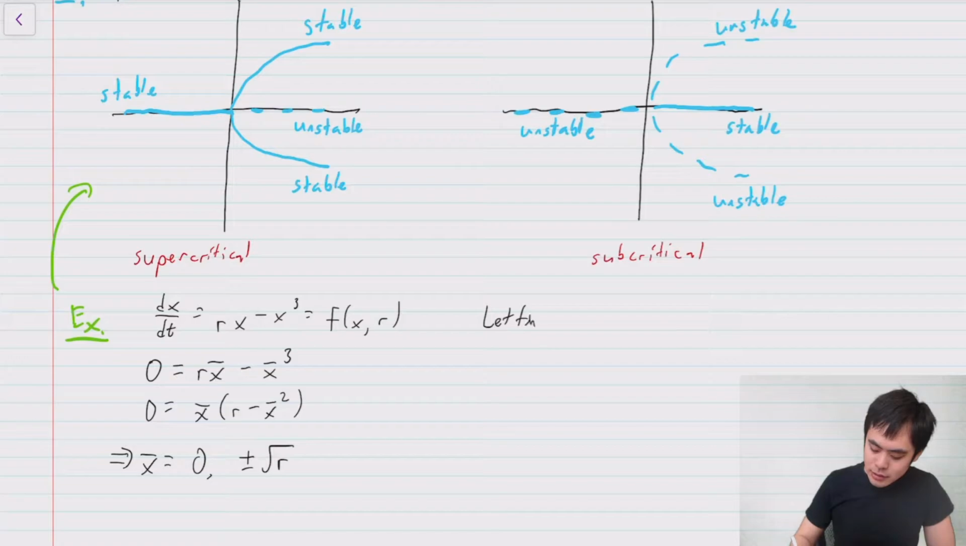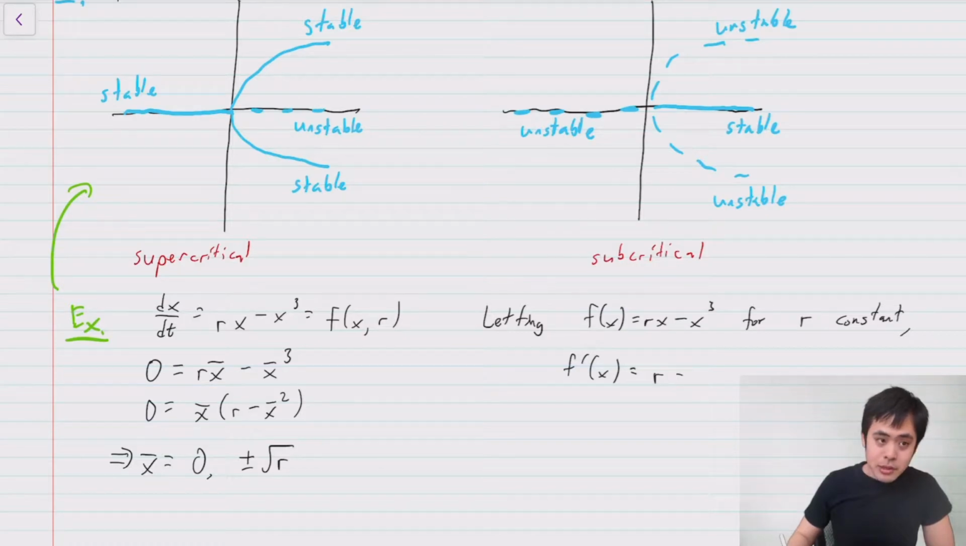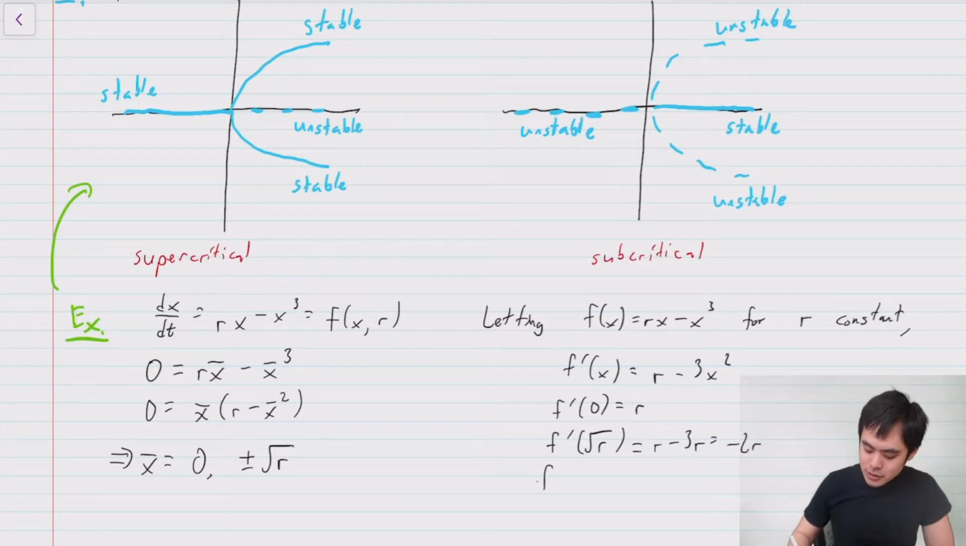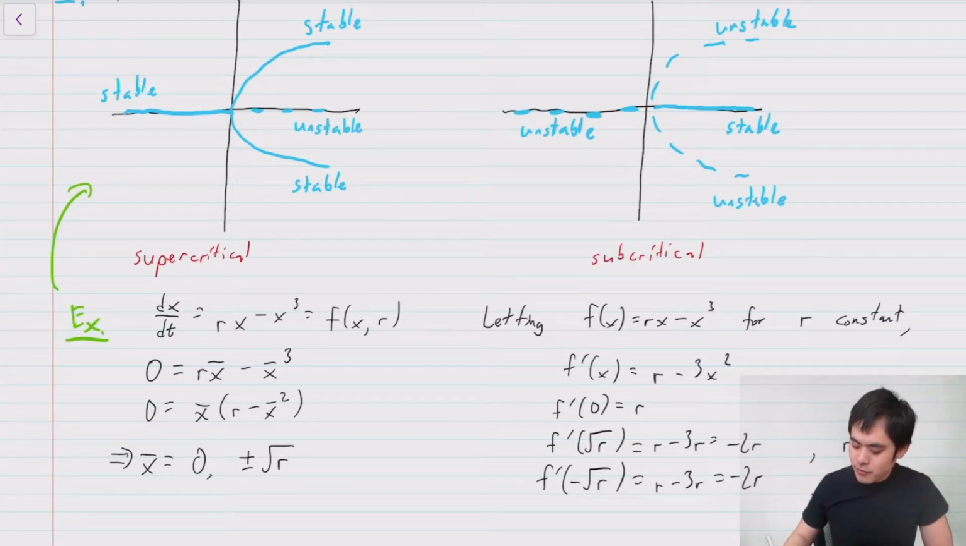So then letting f of x be equal to rx minus x cubed for r constant, we get f prime of x equal to r minus 3x squared, and therefore f prime of 0 is equal to r. f prime of the square root of r is equal to r minus 3r, which is equal to minus 2r. And the same for f prime of minus the square root of r, because you're taking a square, and so the minus sign doesn't matter. And note that these are only things we care about for r greater than or equal to 0.